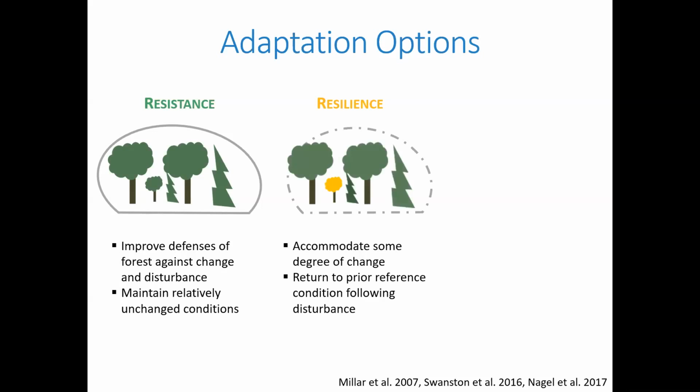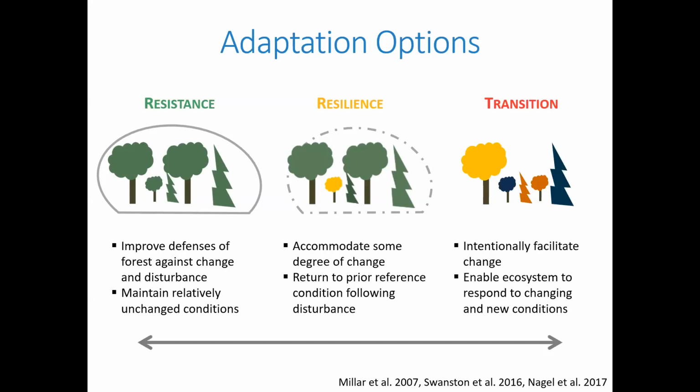Resilience then accommodates some degree of climate change. So here the system is experiencing gradual change or perhaps more frequent or severe disturbances. And the options that we work toward here are trying to keep the forest as unchanged as possible, but recognizing that disturbance will happen. So actions here would help the forest rebound from disturbance and return to a relatively stable condition after disturbance.